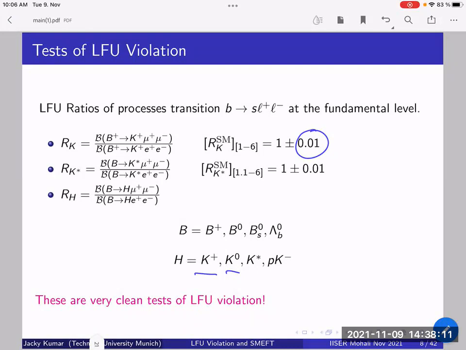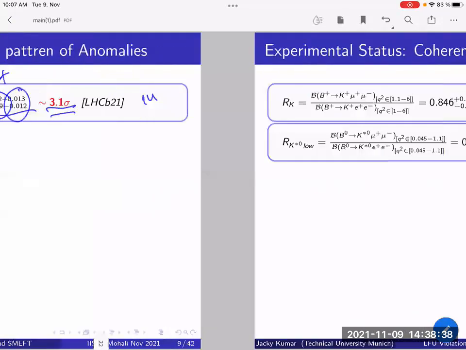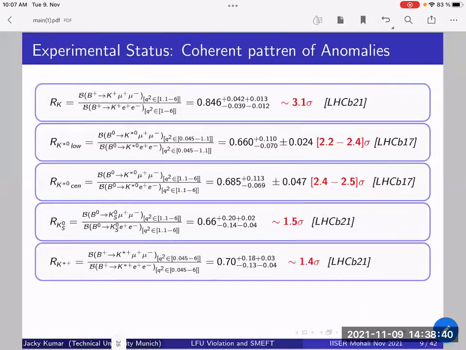If you measure only the ratios, for example, if you find this ratio is suppressed, then either you can enhance your electron mode or suppress your muon mode. You will not know if you need new physics in electron or muon. You can have both. But since the pure branching ratios are also found to be discrepant, the global fit prefers new physics in muon. I will come to this in a moment when I come to the interpretations.